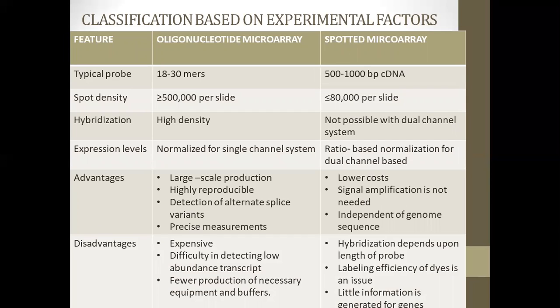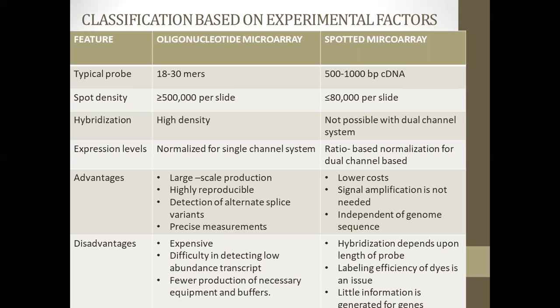There are two types based on experimental factors: oligonucleotide and spotted microarray. A typical probe is 18 to 30 mers, whereas for spotted DNA the probe can be 500 to 1000 base pair cDNA. Spot density is higher for oligonucleotide. Hybridization is higher for oligonucleotide. When it comes to expression levels, oligonucleotide microarray is single channel, whereas spotted microarray is dual channel.